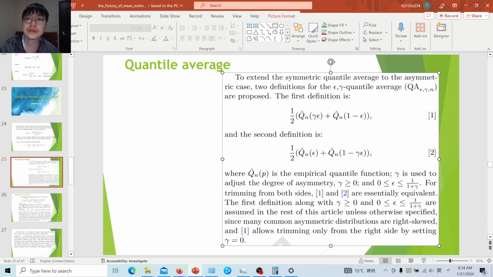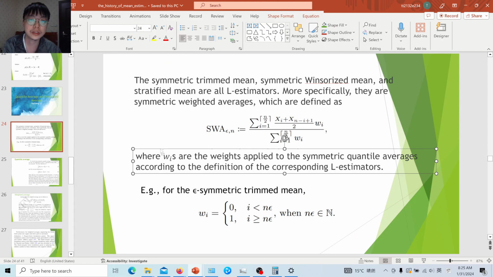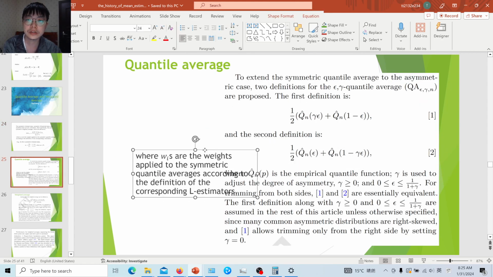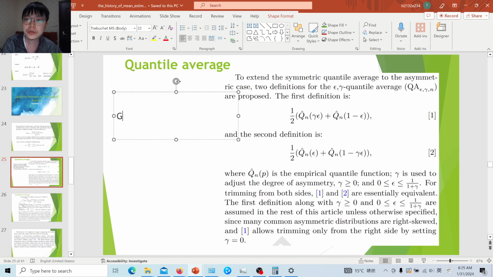Then, if we want to extend the symmetric quantile average to the asymmetric case, there are two possible definitions. We call it quantile average, but there are two possible candidates. As I said, the first definition adds another parameter, gamma, in front of epsilon, and there are two possible choices: one is using the first quantile, gamma epsilon, or using the second quantile, 1 minus gamma epsilon.